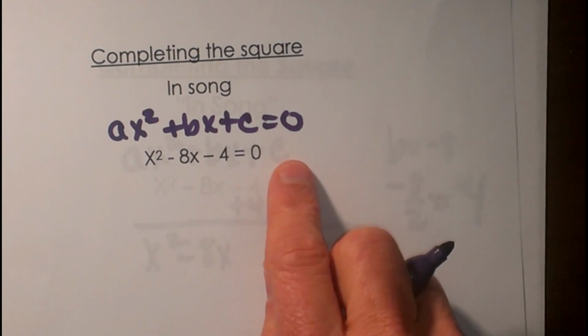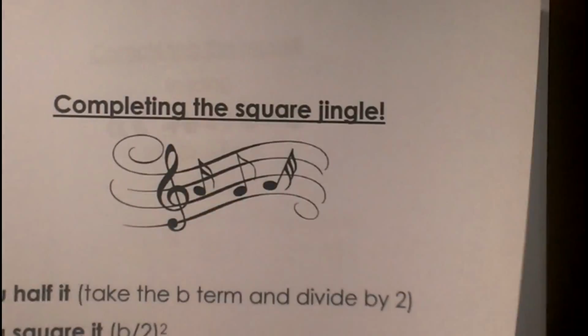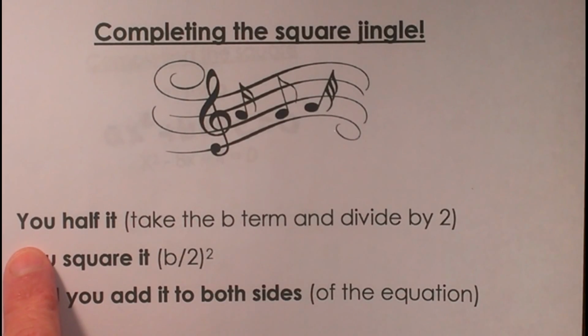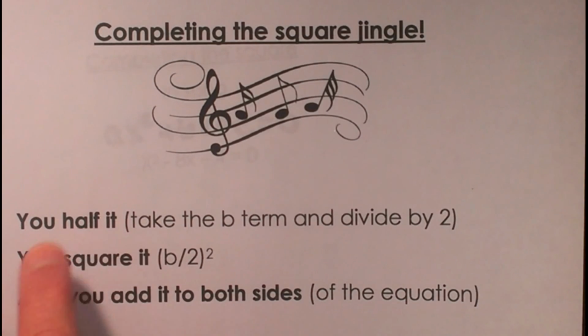Now, we're going to start learning the process of completing the square. And I've got a little song to help you remember it. So this is how the song goes. It's just a little jingle more than a song, but you half it, you square it, and you add it to both sides. You half it, and you square it, and you add it to both sides.